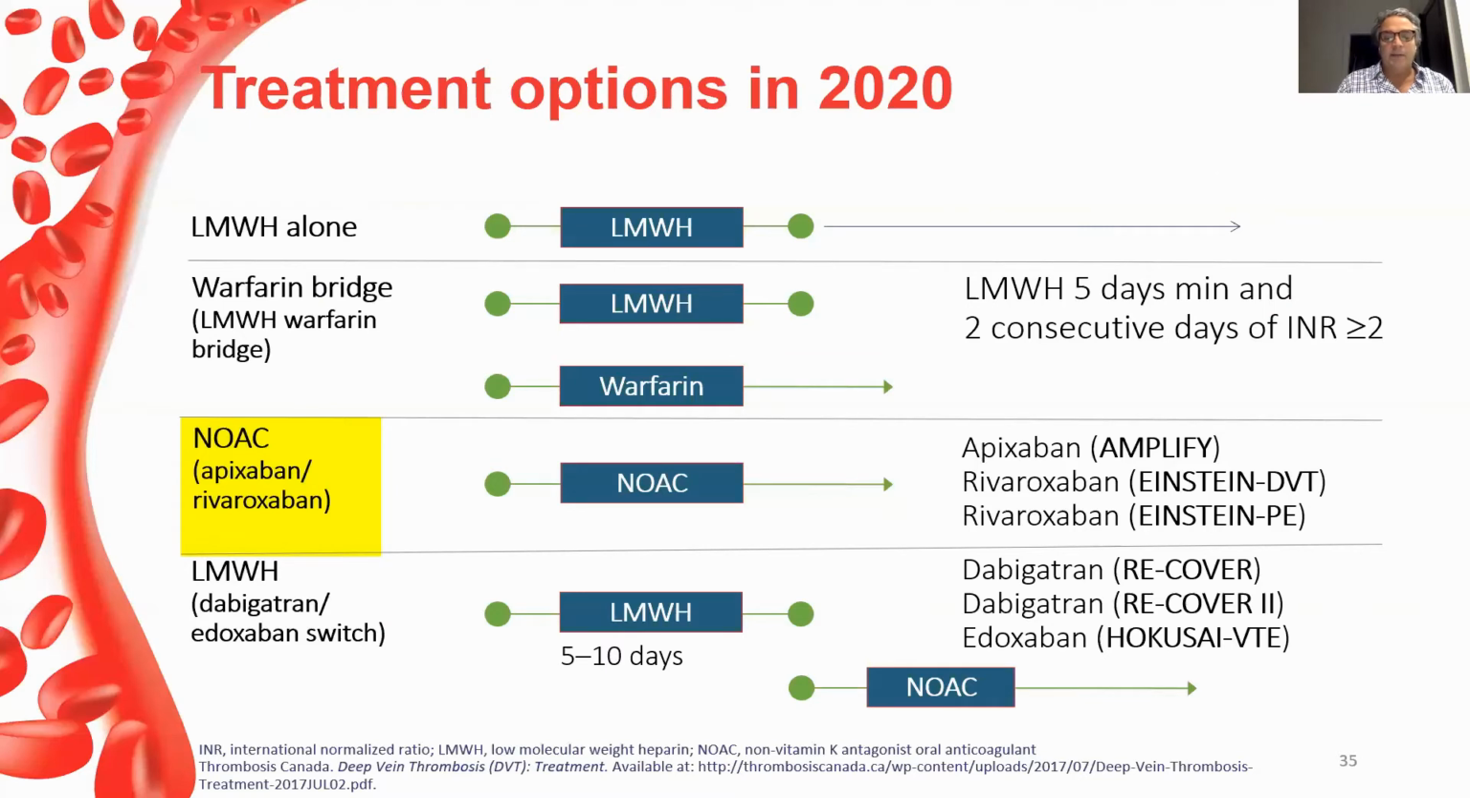In 2020, we talked about this. I won't go through it again, but we do have data. And the recommendation is that we start a NOAC. The easiest NOACs to start would be apixaban or rivaroxaban. You do have an option of using dabigatran or edoxaban, but you have to lead that in with low molecular weight heparin.